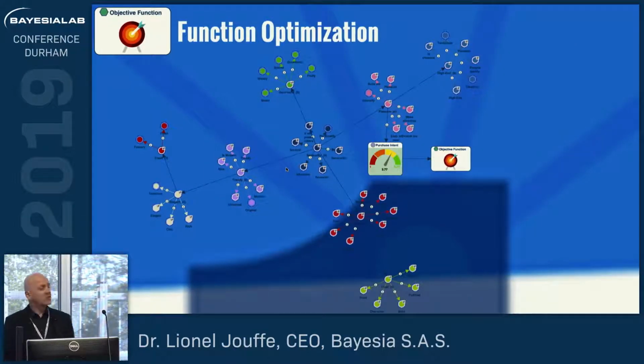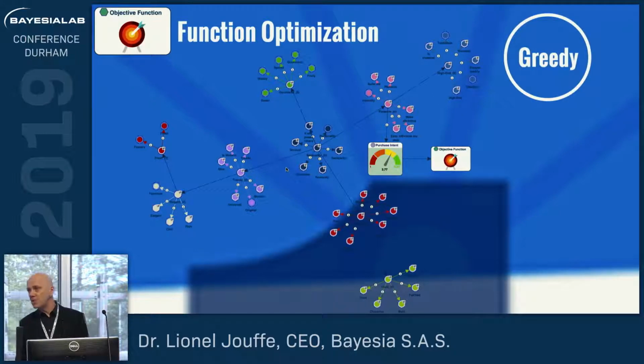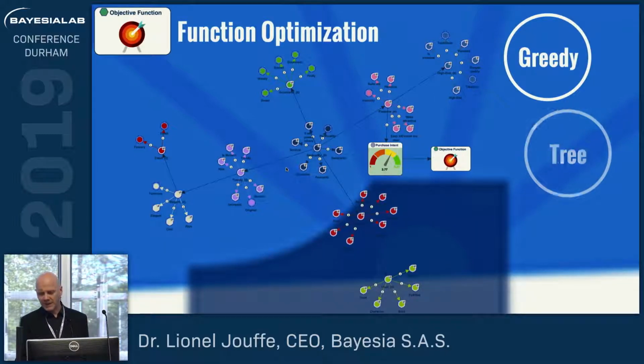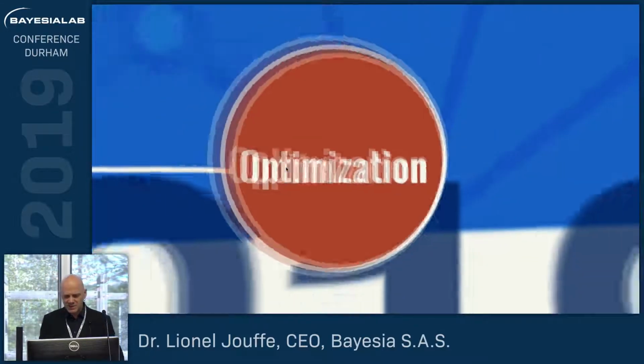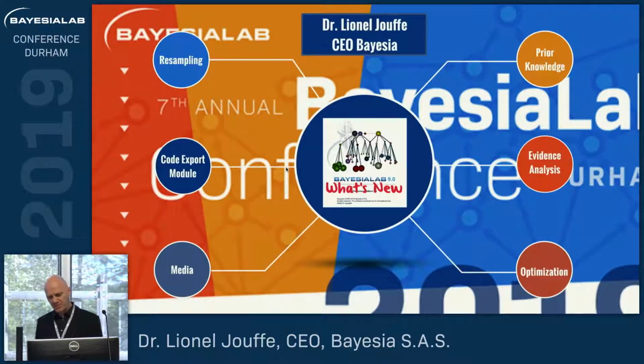And then you have the same thing for the function, right? So you can use a greedy search for optimizing your function nodes. If you are not familiar with function nodes, you can really define this as, it can be the mean, it can be the entropy, it can be the joint, it can be anything, but it's a result of inference on your Bayesian network. So it's much more powerful than just using a target node. So we have also the tree for optimizing the function and also the genetic algorithm. So this was for optimization.